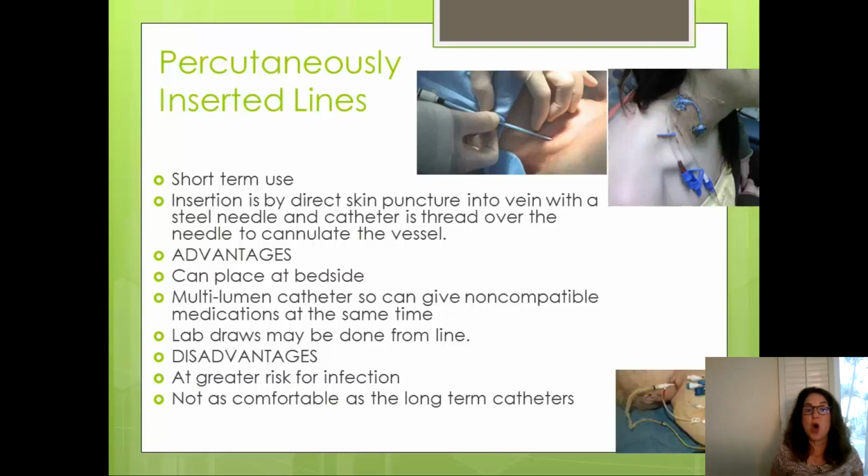And you can give non-compatible medications at the same time. When you look at the triple lumen catheter, it's about this long, and it has a hole at the tip, a hole a couple inches further up, and a hole a couple inches further up. Each one of those holes is for one of those IV ports. So theoretically, the medications aren't mixing, so you could give things that aren't considered compatible through the same line.